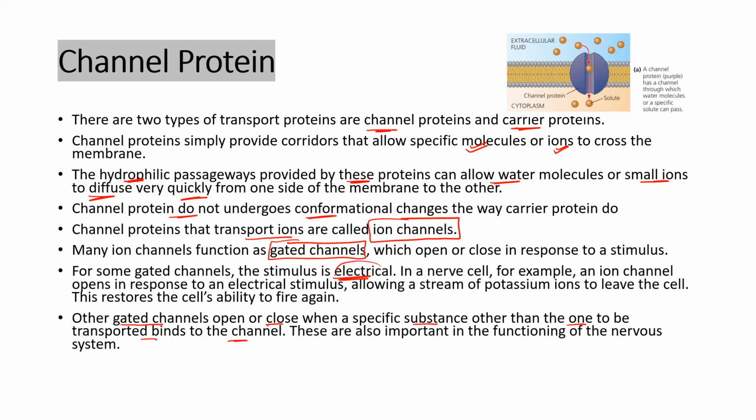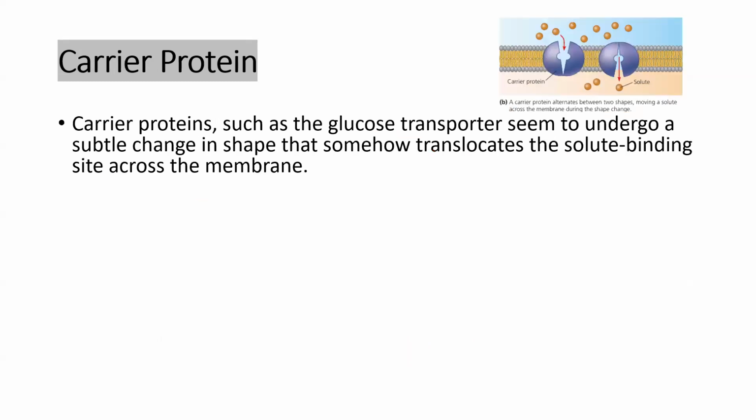One is electrical, which is because of the nerve impulse. Another is ligand gated channels. Some chemical will bind, then only the gate will open, allowing the ions to pass. Is it clear? So channel proteins don't go for any conformational change and they just give a passage so that the diffusion can occur. Now see carrier protein.